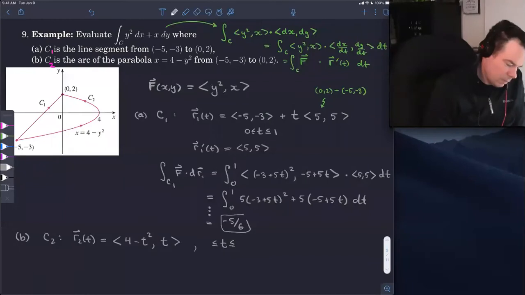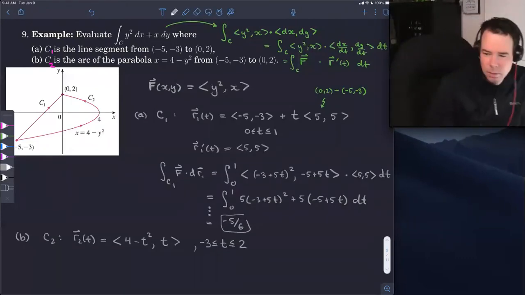I need to go from -5, -3. So in other words, I need to go from a y value of -3, so that's my lower value of t, to 0, 2. In other words, I need to end at a y value of 2. So there are the values of my parameter.